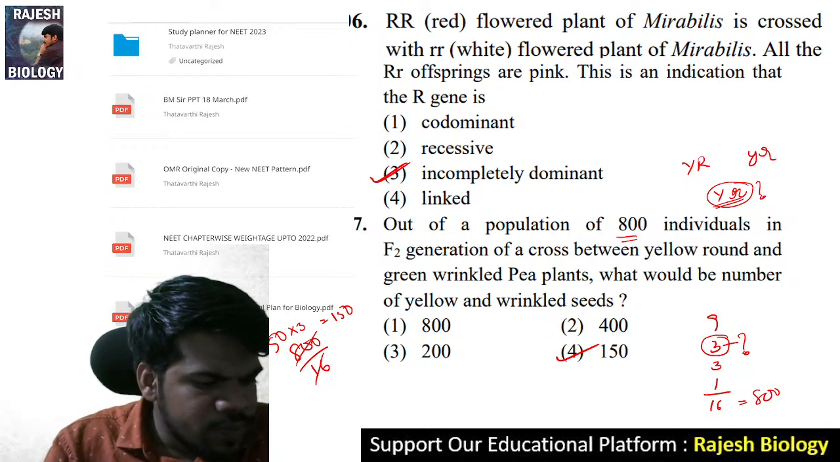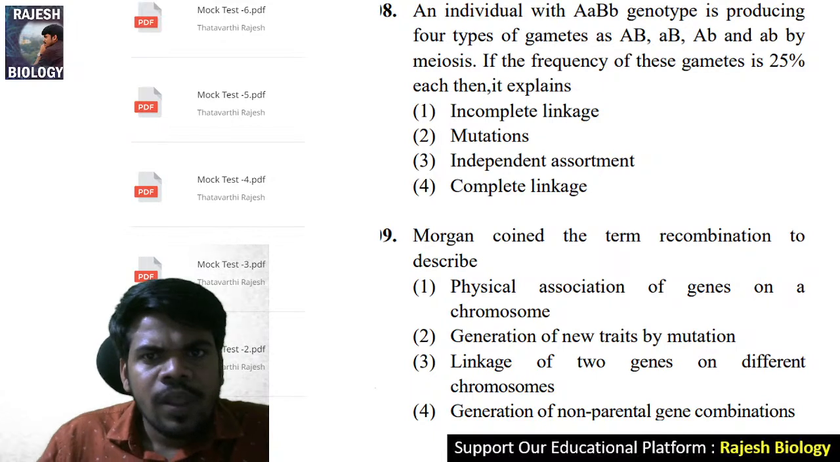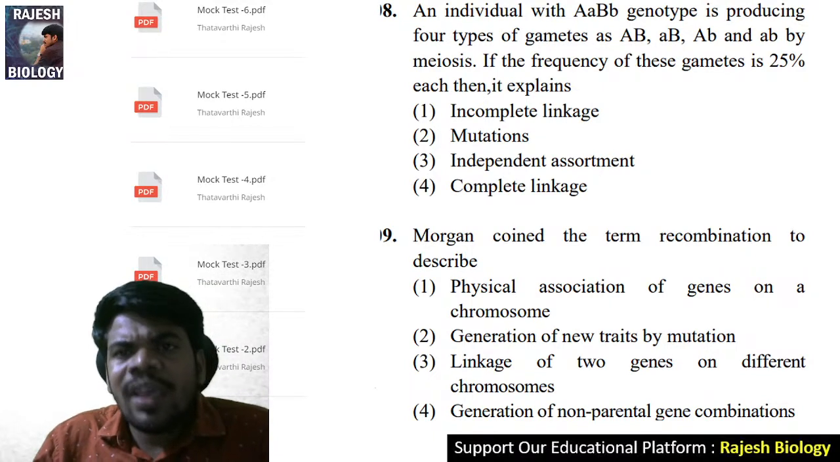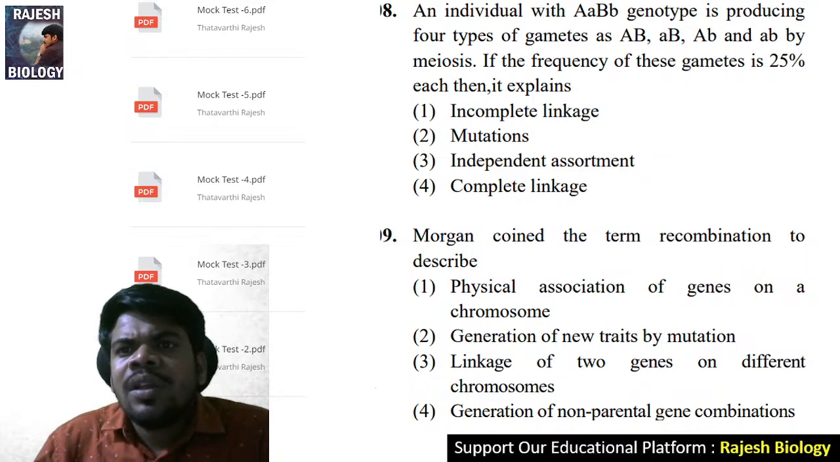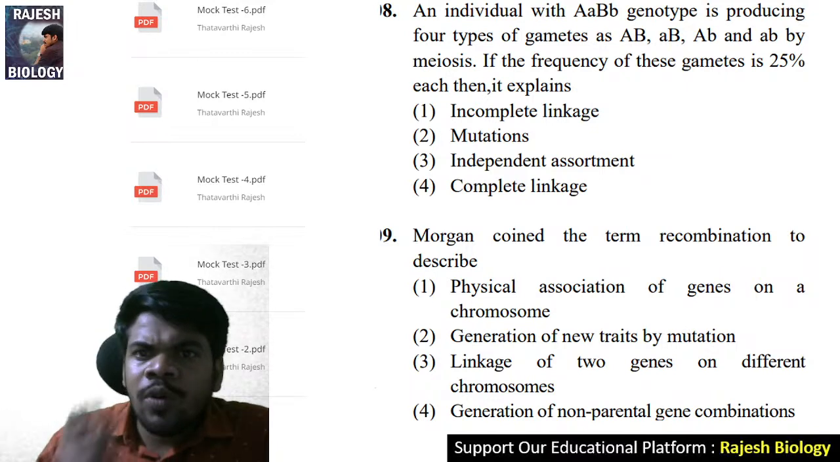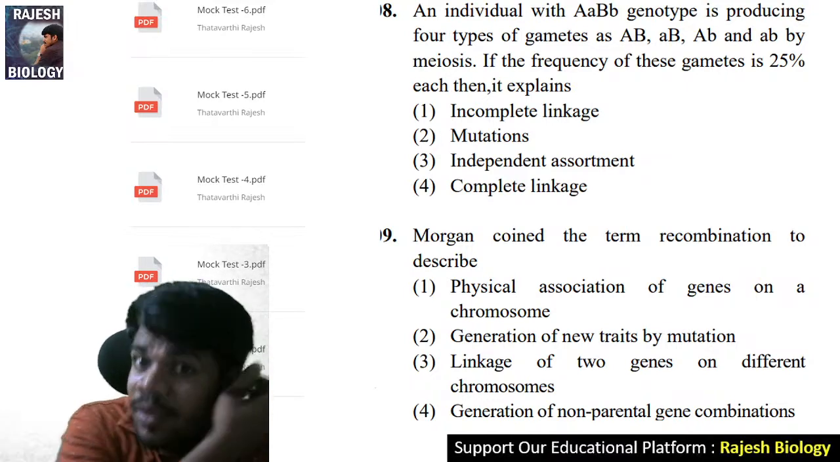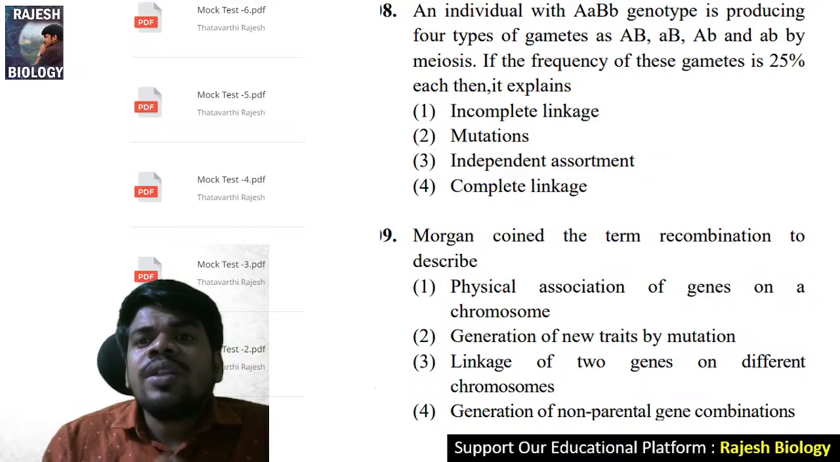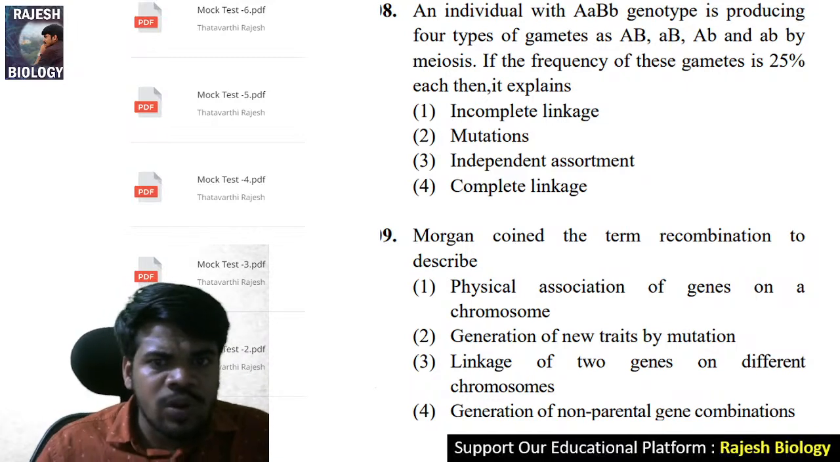Clear? Now come to the eighth question. An individual with the capital A small a, capital B small b genotype is producing 4 types of gametes like this. And if the frequency of these gametes is 25% each, then it explains what?